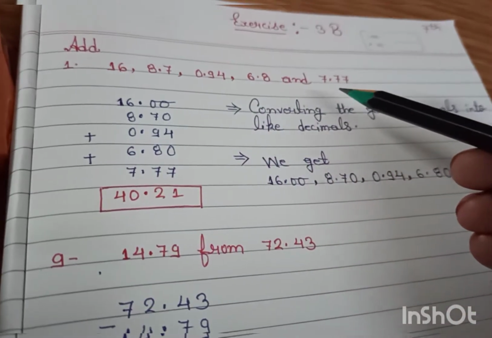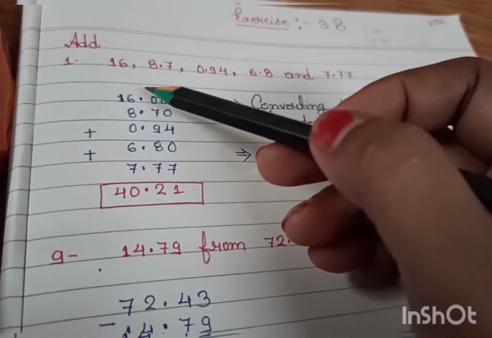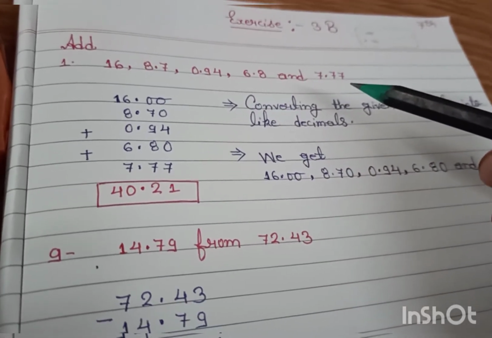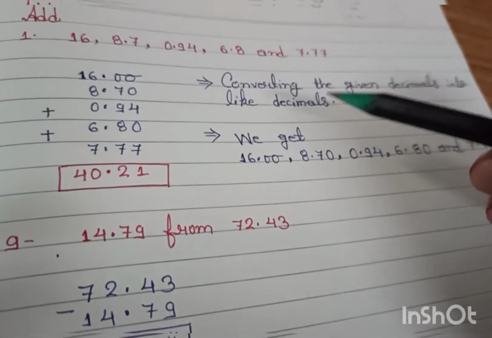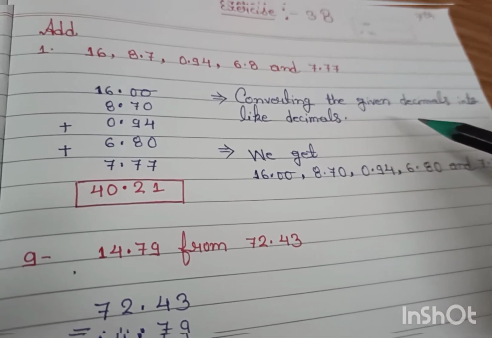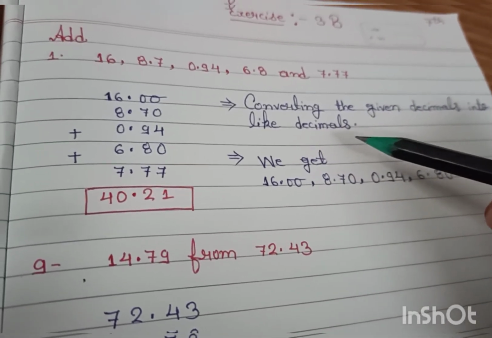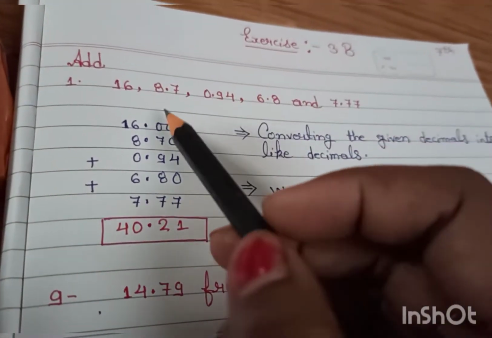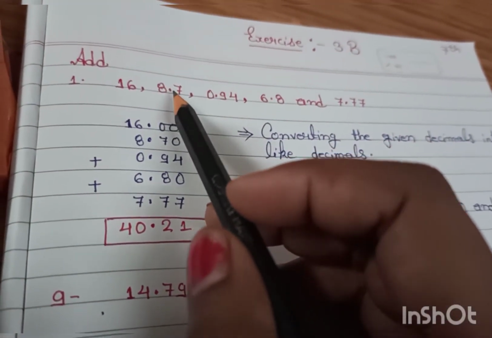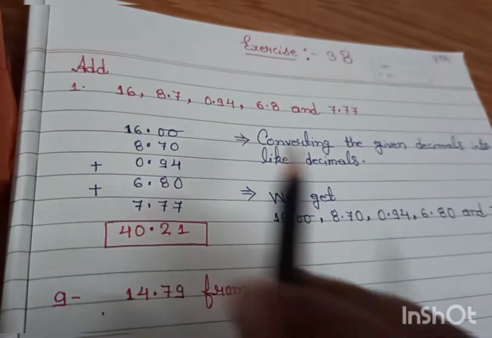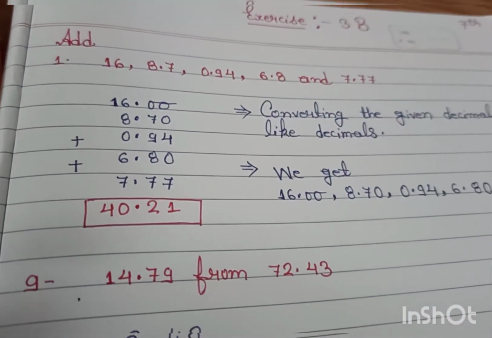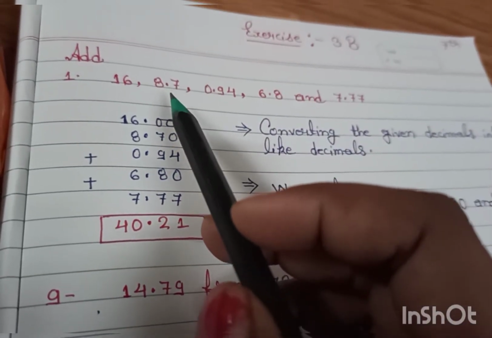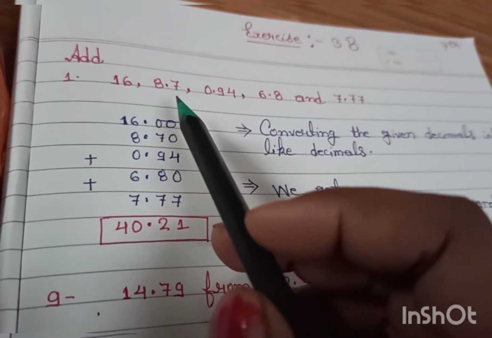Some decimals are given, and all the decimals are not in like decimal form. So first of all, we will convert the given decimals into like decimal form. What is the meaning of like decimals form? Like decimals form means the number of digit places after the decimal will be the same. It means the number of digits after the decimal will be the same.